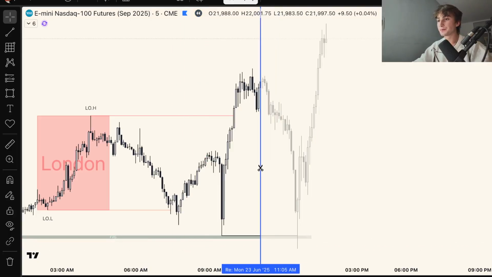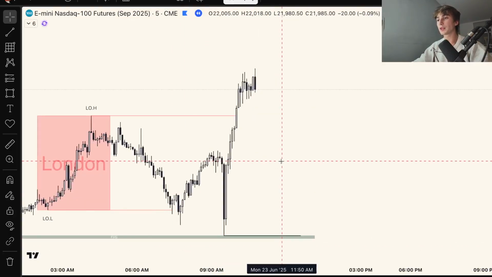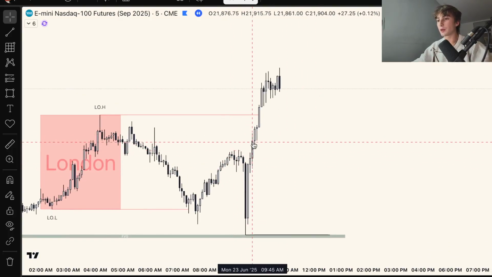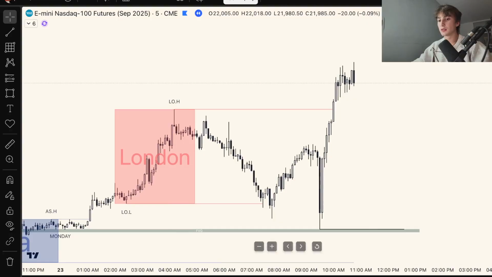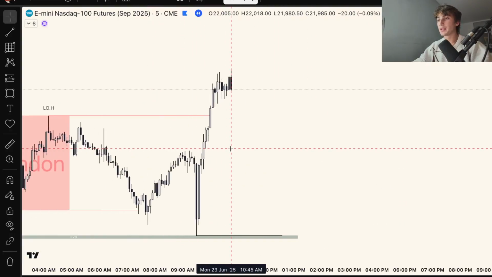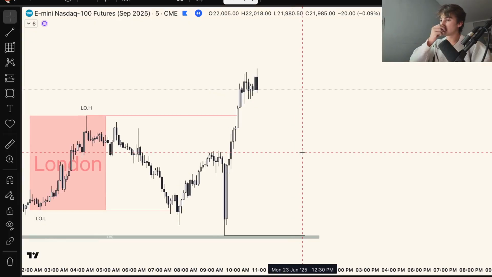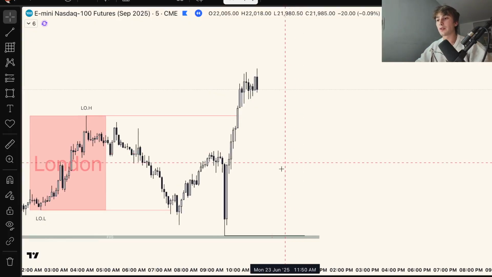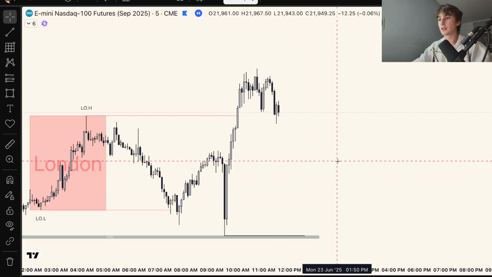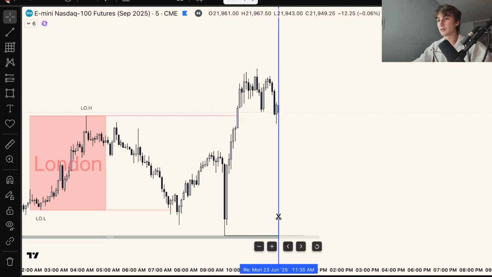We can even see here, look at this. This is actually the same example on the slideshow. What happens? London highs get swept. If we're going to have a reversal from here, then we need to see a 5 or 15-minute condition open up to validate that we want to go lower. So right now, all we can have is an assumption.